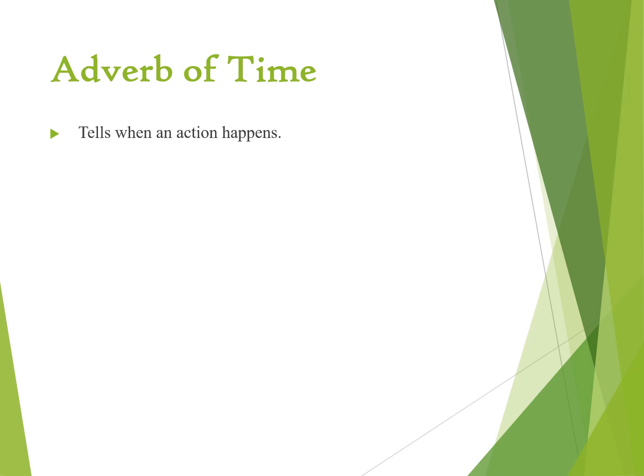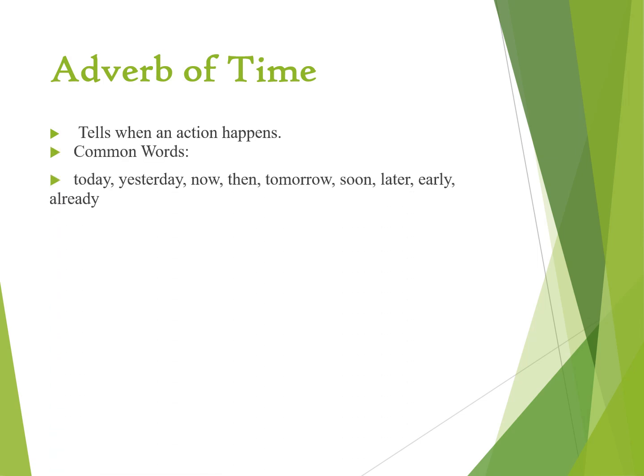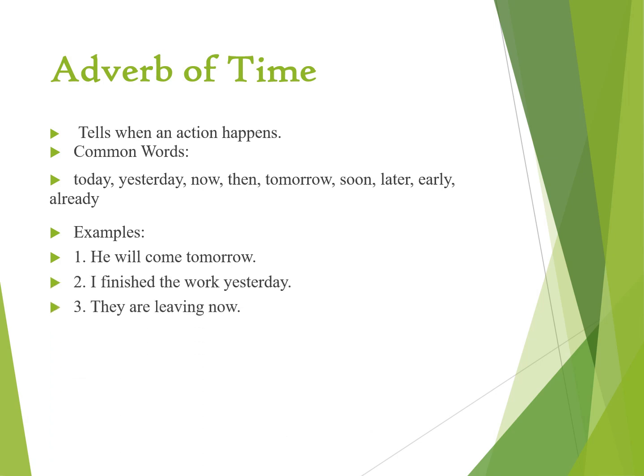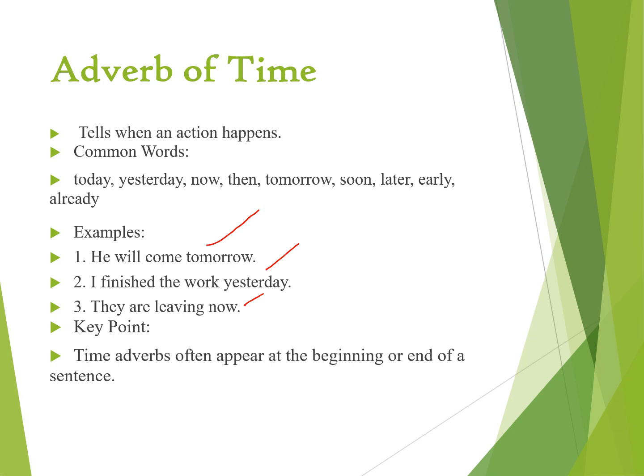Adverb of time tells when an action happens. Common words are today, yesterday, now, then, tomorrow, soon, later, early, already. Examples: he will come tomorrow, I finished the work yesterday. They are leaving now. So tomorrow, yesterday, now, these words are adverbs of time. Key point: time adverbs often appear at the beginning or end of a sentence.